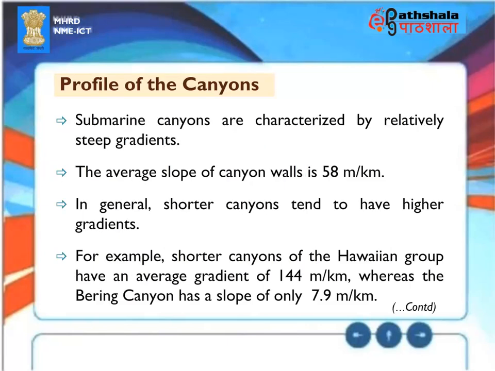Profile of the canyons. Submarine canyons are characterized by relatively steep gradients. The average slope of canyon walls is 58 meters per kilometer. In general, shorter canyons tend to have higher gradients. For example, shorter canyons of the Hawaiian group have an average gradient of 144 meters per kilometer, whereas the Bering Canyon has a slope of only 7.9 meters per kilometer.